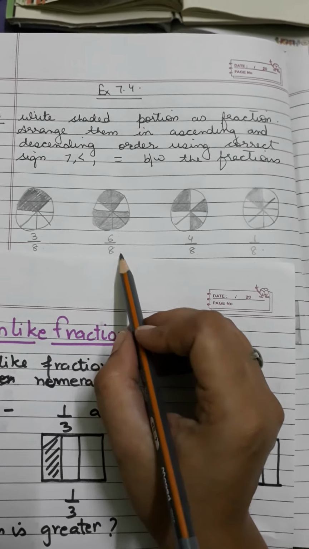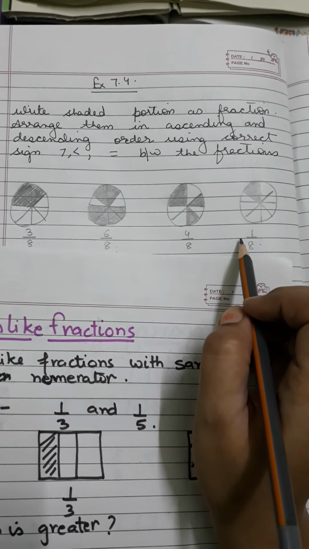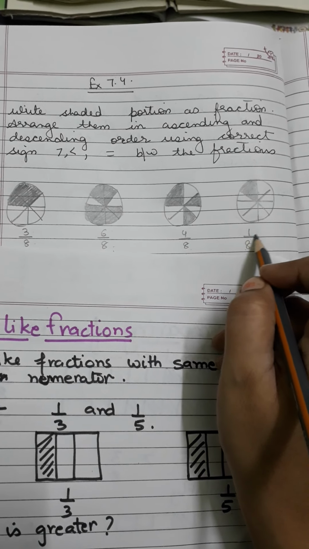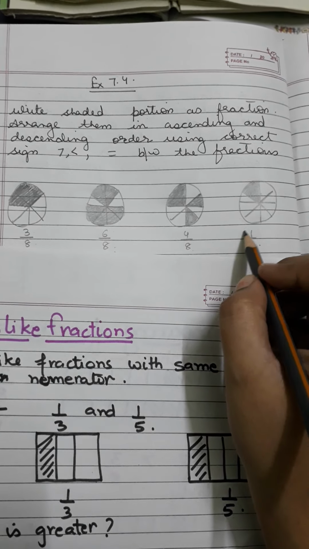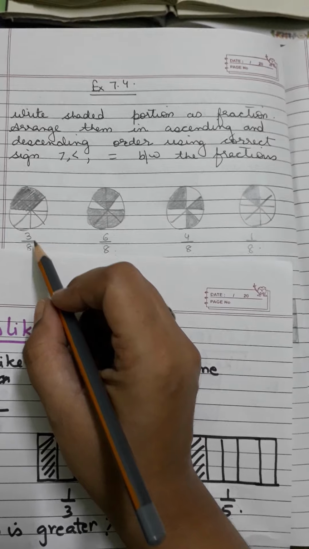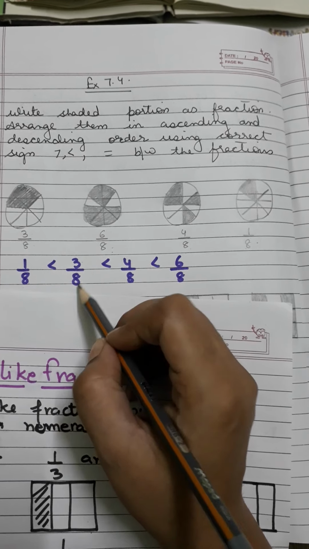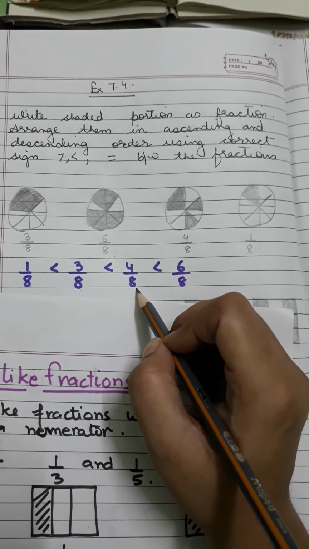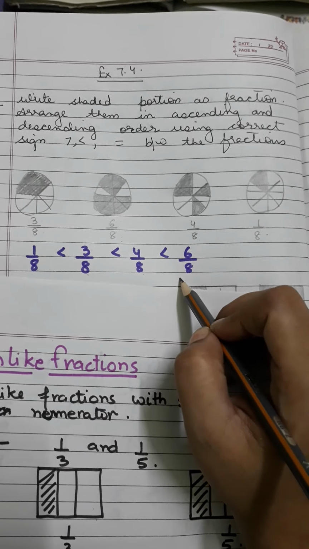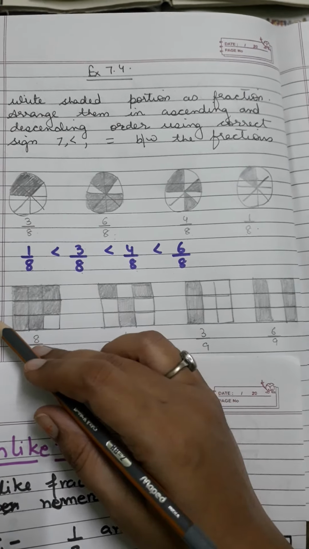You can see here all the denominators are the same, and the numerators are different. So in this case, the smaller numerator means the smaller fraction. Which one is our smallest fraction? 1 by 8. After that, which is there? 3 by 8. So 1 by 8 is smaller than 3 by 8, and which is greater here? 3 by 8. After that 4 by 8, and 6 by 8 is the greatest fraction among all these 4 fractions.